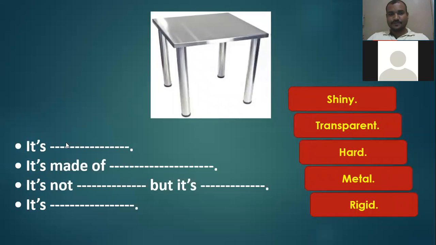So the first one is shiny. It's made up of metal. It's not transparent, but it's hard. So instead of using different words here: it's made up of metal, it's not transparent, but it's shiny, and it's rigid. So this is the way we can divide the options, whatever options we have been given, we can distribute accordingly.